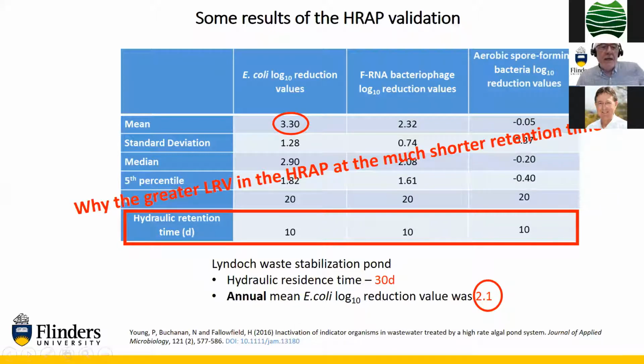So the question now, which is where I want to move on to, is why is the LRV greater in the high rate pond at the much shorter retention time? And as we said, retention time equals larger impoundments to retain the wastewater. It leads to increased capital costs. So understanding or providing a rationale for why this is the case is important.